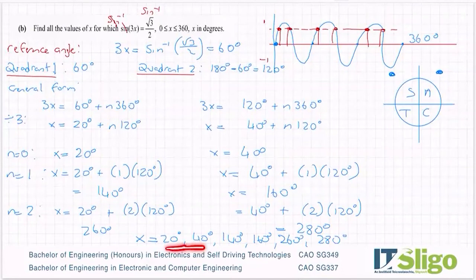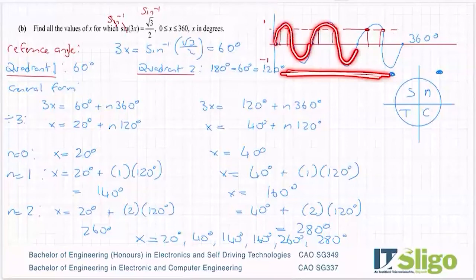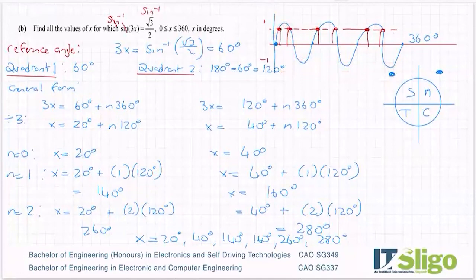And you can see they're 20 apart, but there's 120 degrees between each pair. That's exactly as it should be because the sine wave is cyclical. It repeats itself at even steps. So that's how you figure out all the values of x for which sine 3x is equal to root 3 over 2. It means you can take any of these values, sub it in for x, take the sine of it, and you'll always get root 3 over 2.